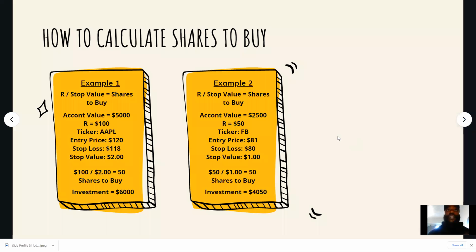So, how to calculate the shares to buy. This is what it's all about right here. The biggest thing is we need to know how many shares to buy based off of our strategy, which is our risk unit here. Okay, so at the top is the formula.